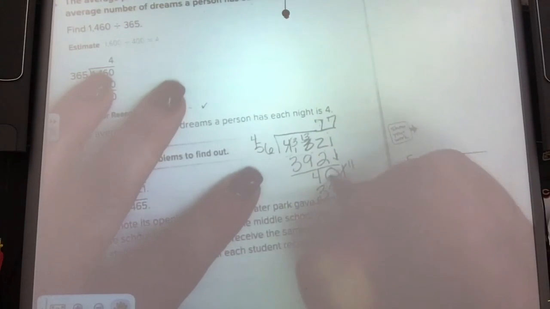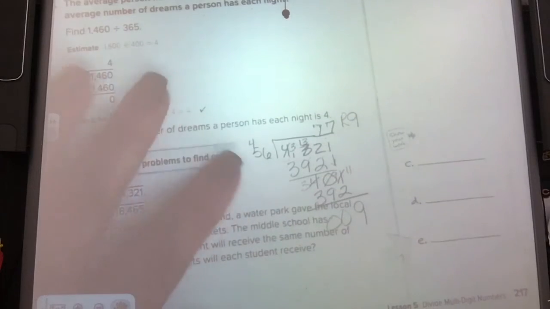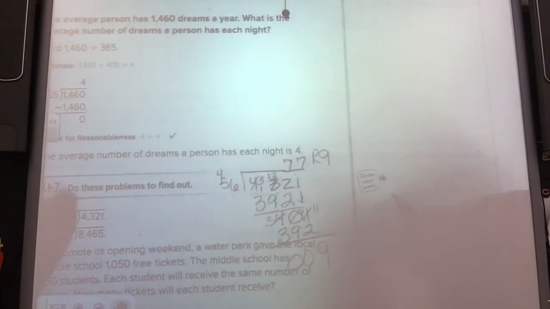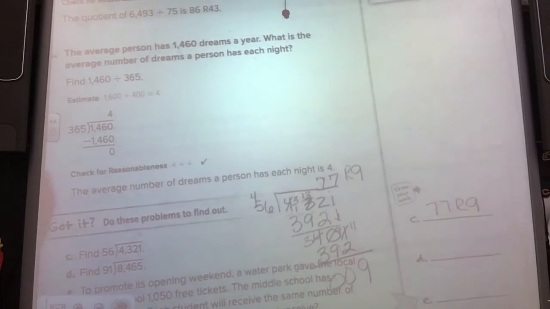And then I have to borrow. So 11 minus 2 is 9. 9 minus 9 is 0. 3 minus, so I have a remainder of 9. 77 with a remainder of 9. So right here, 77, remainder 9. These are tough, so if you're having a hard time, try not to be too discouraged.